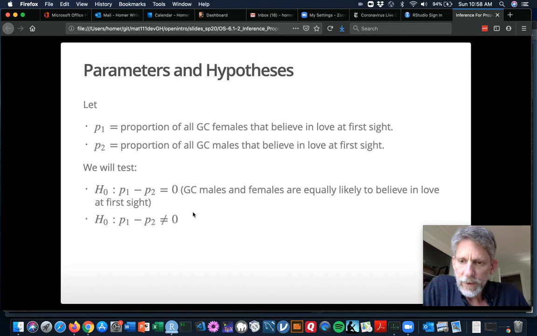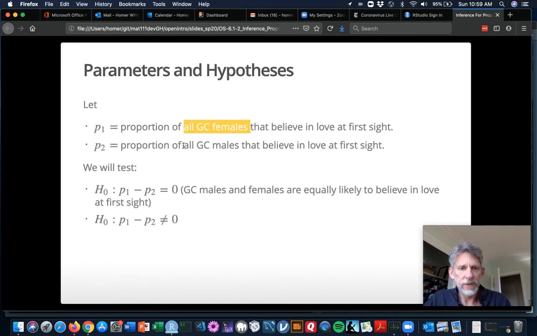But let's see if we can make some confidence intervals and hypothesis tests to nail down whether that difference we see in the data really should count as strong evidence for some difference out there in Georgetown College as a whole. So the fact is, although we have Georgetown College as one population, for this problem it actually breaks down into two populations: the population of all Georgetown College females and the population of all Georgetown College males. And because there's two populations, there's two population proportions that we're interested in here.